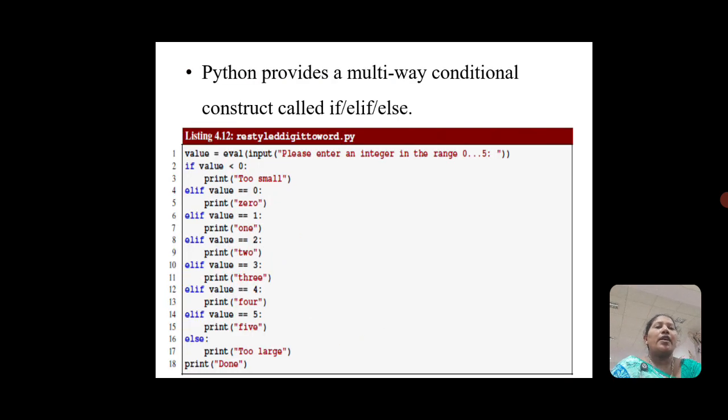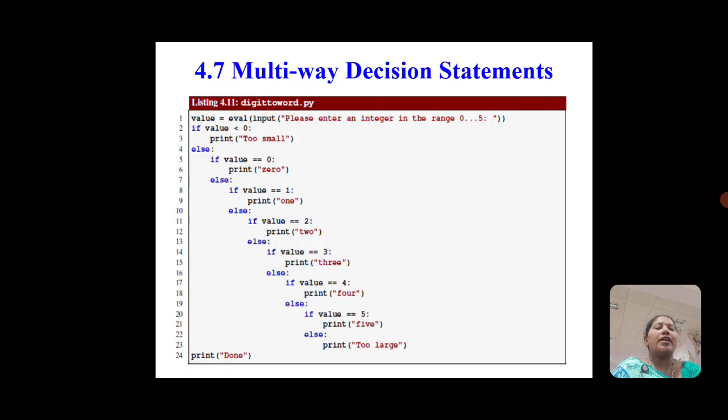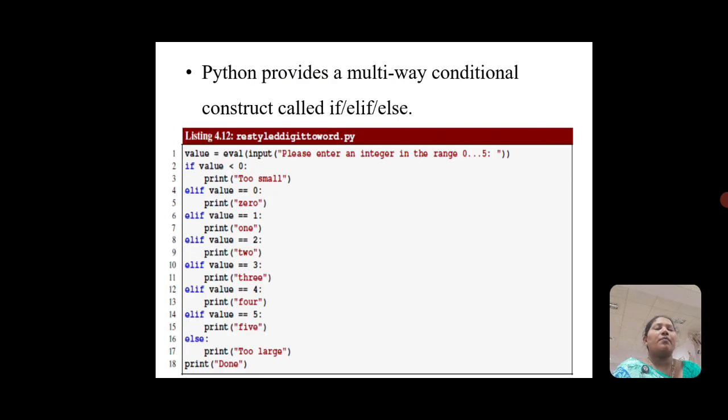So this can be replaced in Python by a multi-way conditional construct like if, elif, else. For example, if value is less than 0, you will be printing too small. Else if can be combined. In the previous slide we have seen this multi-way decision statement, else in the next line if value equal to 1. Now you can check else and if can be combined, and you are using one keyword as elif. Elif means else if. Okay, likewise you can go on. That is what is called a multi-way conditional construct. This is the one you have in Python.